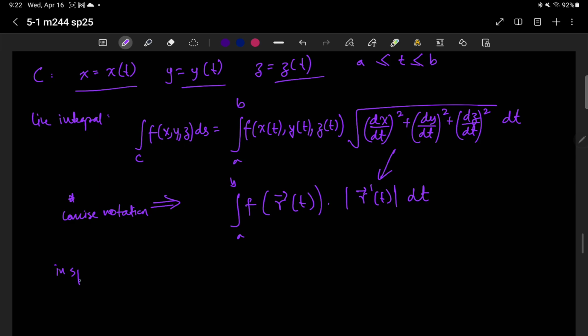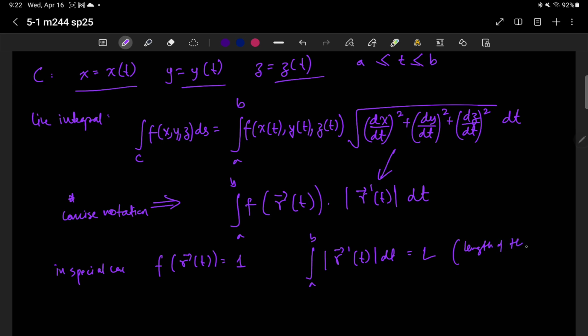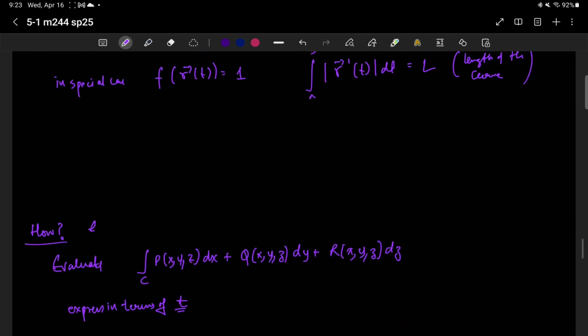And in a special case where your function is constant and equals 1, this L is the length of the curve. So basically, once again, it's the same thing as with density. If we say the density is constant and is 1, it means it's uniform, and when you do the line integral, you get a physical quantity, which is the length of the curve itself.